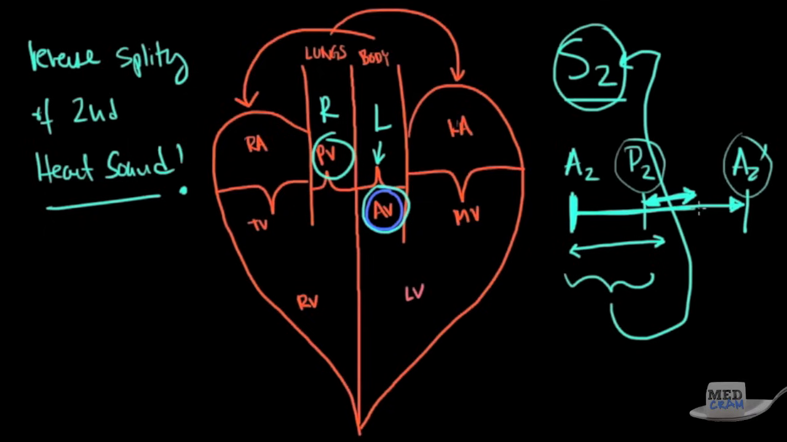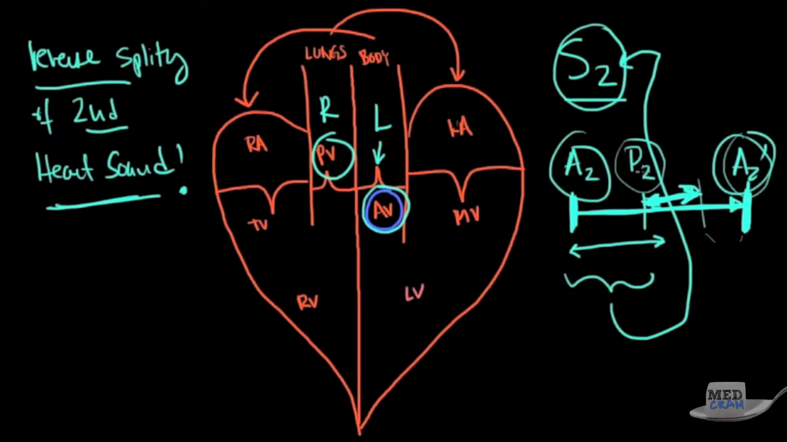However, if you run into a situation where A2 is no longer here and it's all the way over here, this is still going to move relative to breathing. And so when it moves over here, you're still going to hear this split, but instead of it being larger on inhalation, it's going to be smaller on inhalation, and it's going to be larger on exhalation. This is exactly the opposite of what you would expect, and that's why it's called paradoxical, or reverse splitting of the second heart sound. And it happens because A2 gets transposed on the other side of P2.